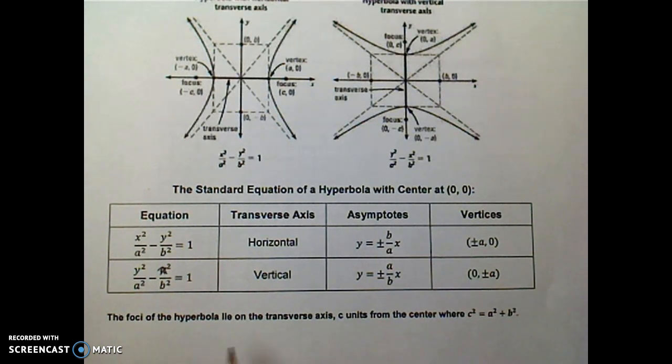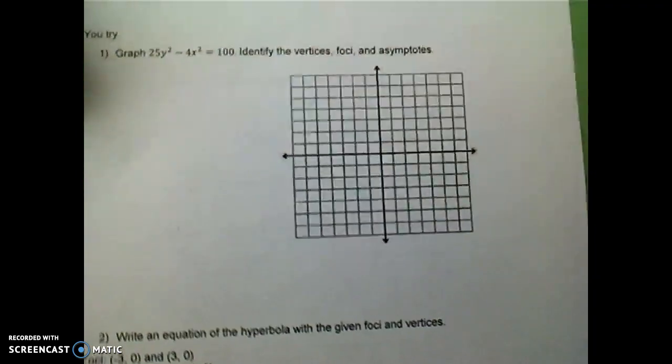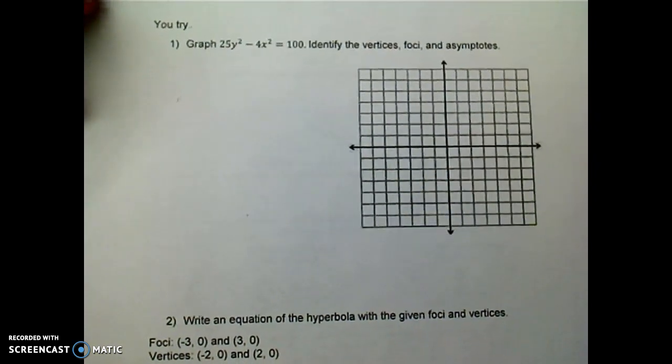The foci will be on the transverse axis, c units away from the center, and we use a similar type of equation that we used when finding the foci of the ellipse. This time, though, it's a sum. C squared equals a squared plus b squared. So let's see what we can do with an ellipse, rather a hyperbola. Well, for one, we can graph them.